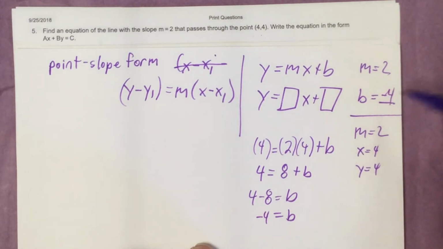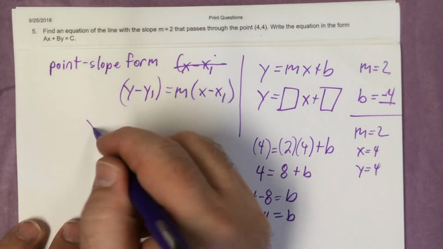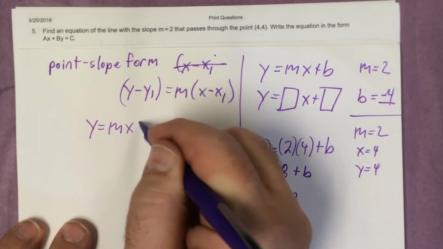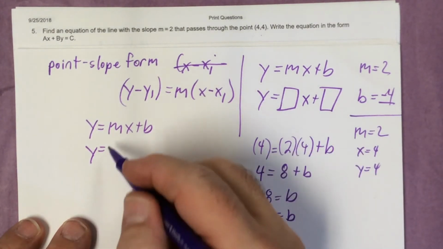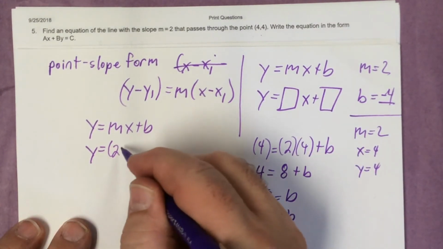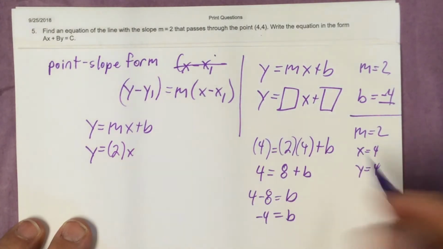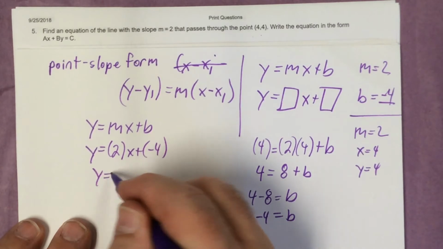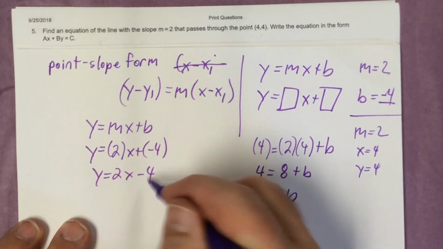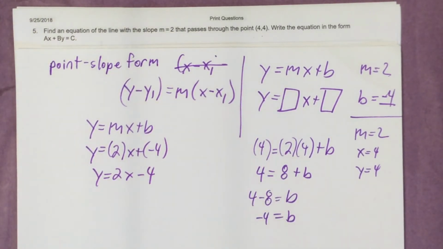Well, now we know what the y-intercept of the line is. We know it's negative 4. So what can we do with that? We can use the slope and the y-intercept of the line. We're going to sub that into y equals mx plus b. To get the equation of the line in slope-intercept form, we sub in 2 times x plus negative 4, and this simplifies to y equals 2x minus 4. So that's the equation in slope-intercept form.